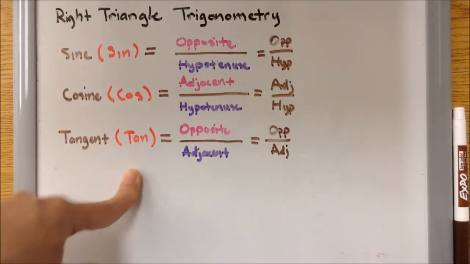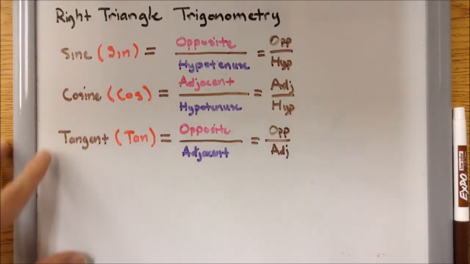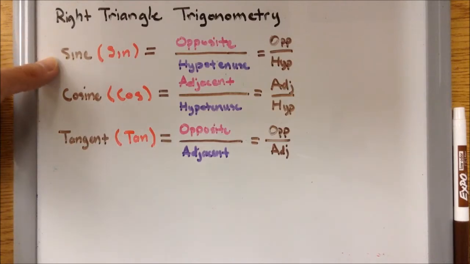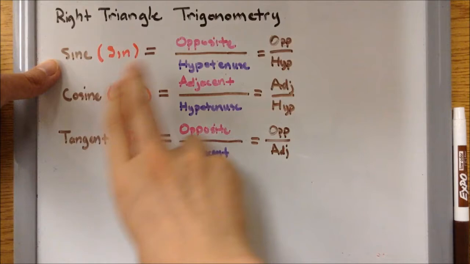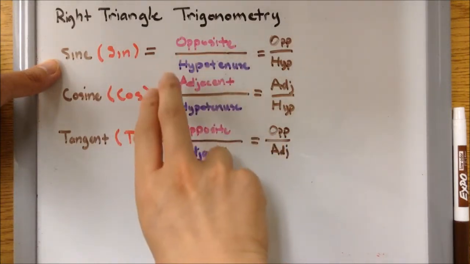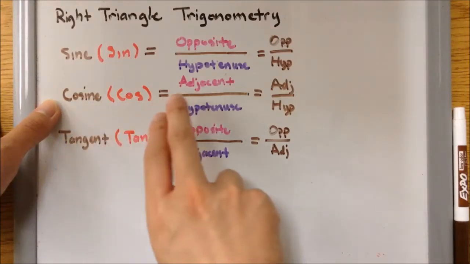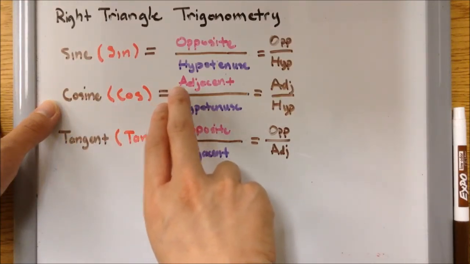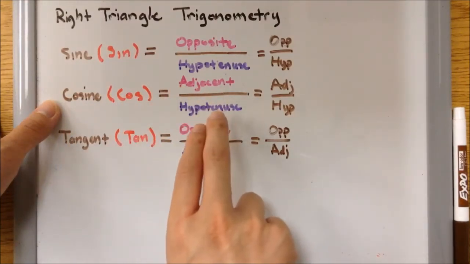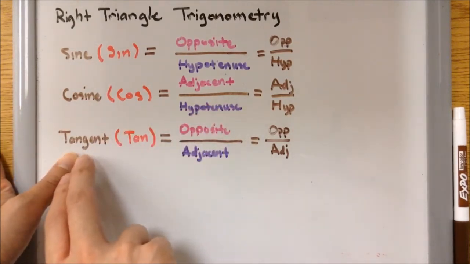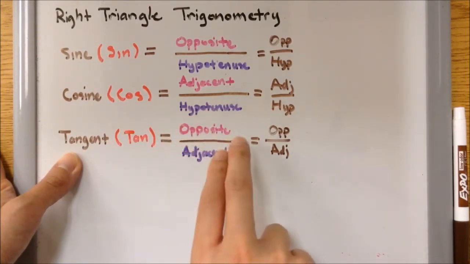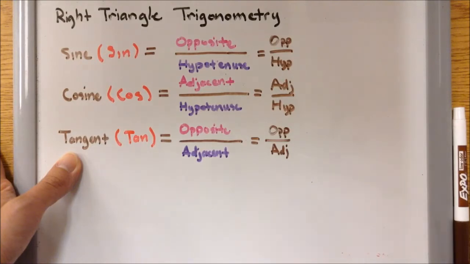Now I'm going to talk about the definition of each trigonometric function. So in a right triangle, sine is equal to the opposite side over the hypotenuse. Cosine is equal to the adjacent side over the hypotenuse. And then tangent is equal to the opposite side over the adjacent side.